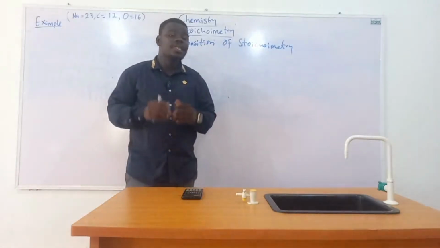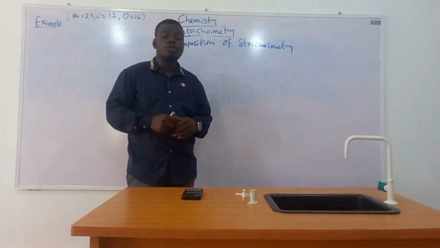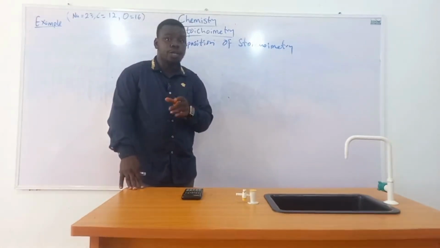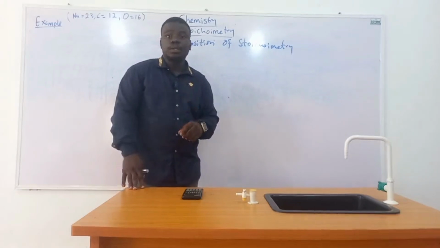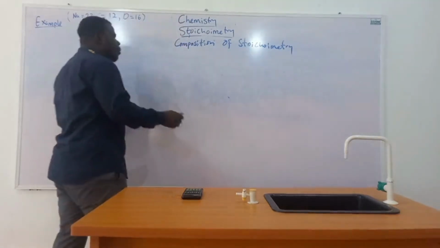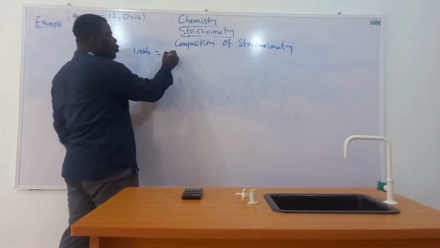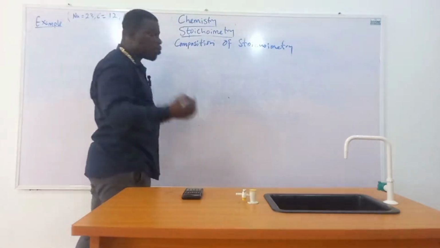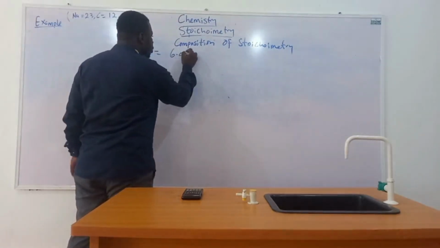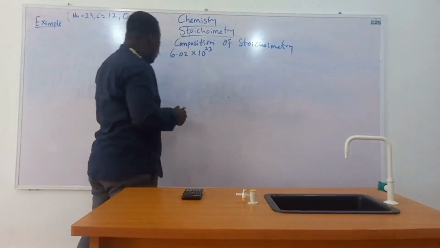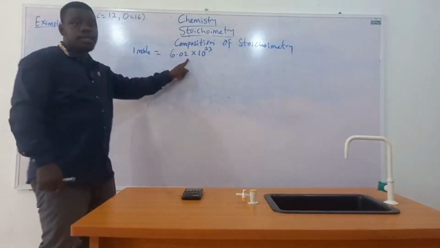Alright guys, so the next thing we'll be looking at is the composition of stoichiometry. And this part of stoichiometry often confuses students, so you really want to pay attention to it. Now, 1 mole is equal to Avogadro's constant, which is 6.02 times 10 raised to the power 23. So 1 mole contains this.